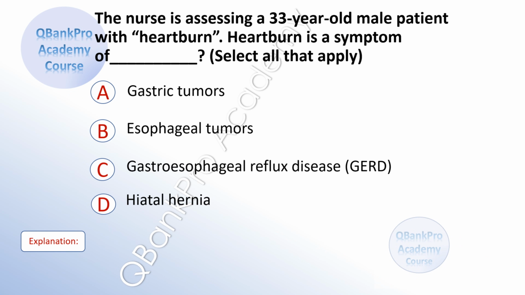The nurse is assessing a 33-year-old male patient with heartburn. Heartburn is a symptom of, select all that apply. A. Gastric tumors. B. Esophageal tumors. C. Gastroesophageal reflux. D. Hiatal hernia.